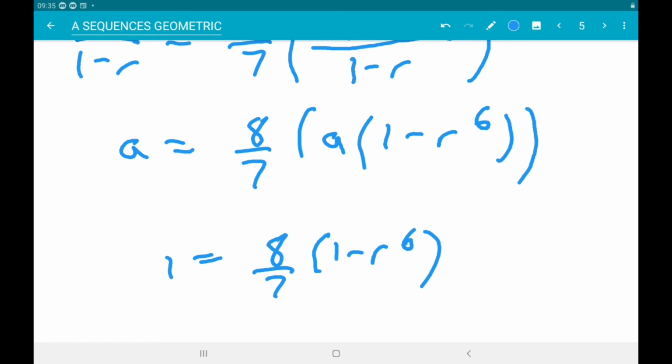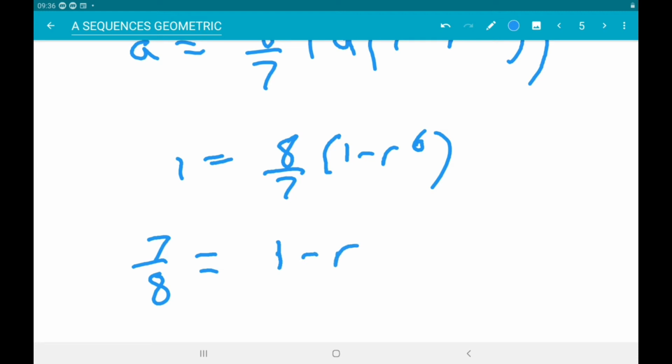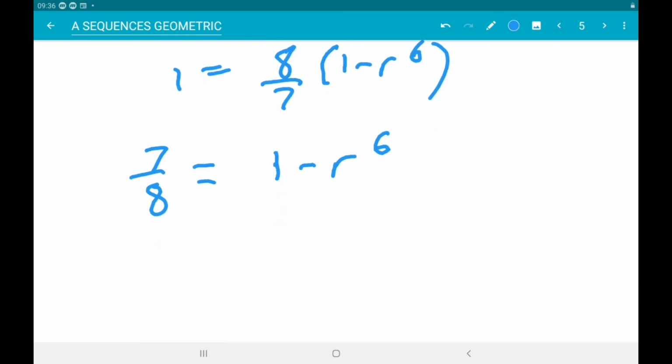We could multiply through by 7 and divide through by 8. So we get 7/8 is 1 minus r to the 6. We can now add r to the 6 and subtract 7/8. So we get r to the 6 is 1/8.